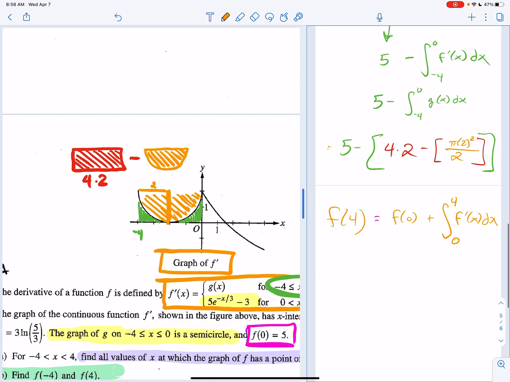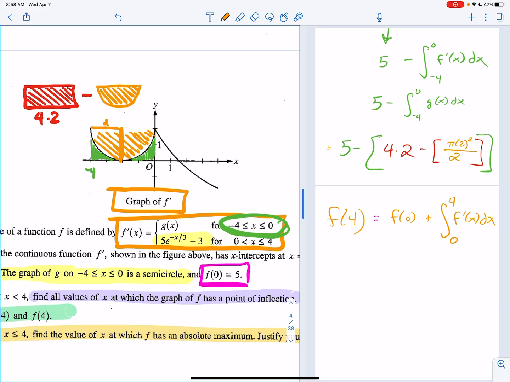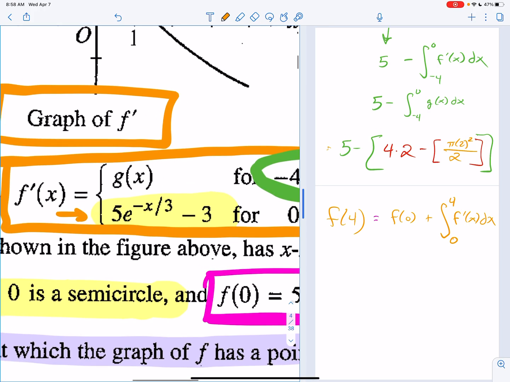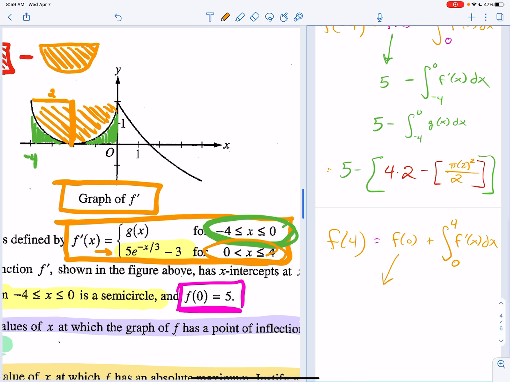Now, f of 4, since we're finding the area from 0 to 4, notice how this curve is not anything common, right? Actually, that's why they gave us this right here, 5e to the negative x over 3 minus 3, when we're going from 0 to 4. So we have to solve this analytically. So here we go. F of 0 is still 5 plus whatever the integral of that is, right? So the integral from 0 to 4 of 5e to the negative x over 3 minus 3 dx.